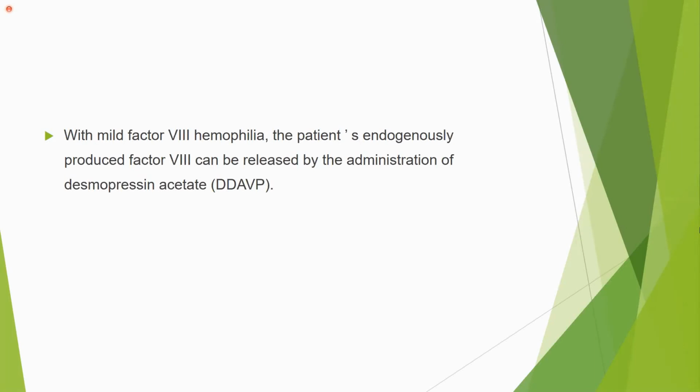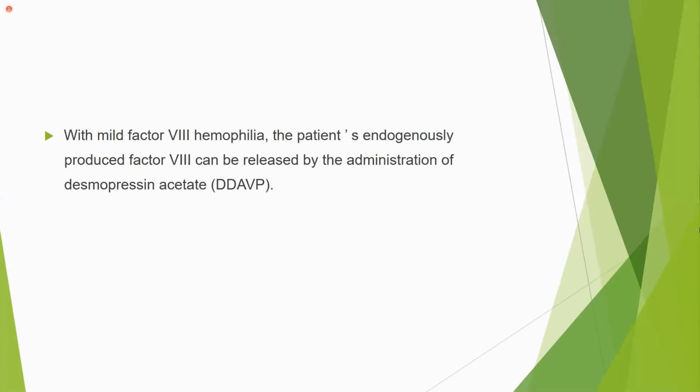we give the desmopressin acetate, and this desmopressin acetate causes vasoconstriction, and vasoconstriction causes the release of the stored factor 8 from the von Willebrand factor, and it's released into circulation, and factor levels can be raised and the bleeding can be controlled. But it doesn't work in every case, but most of the time in mild hemophilia, it works.